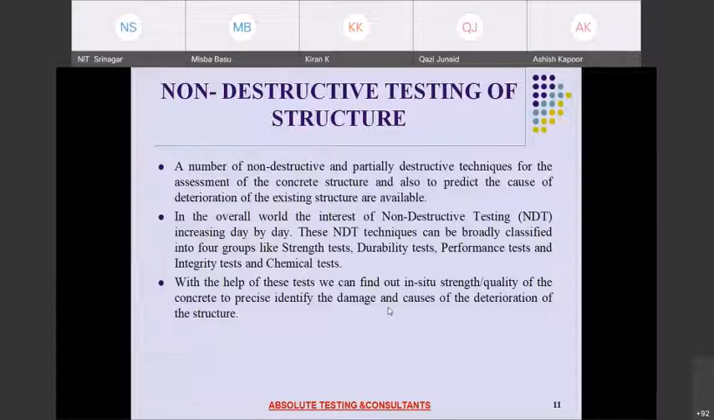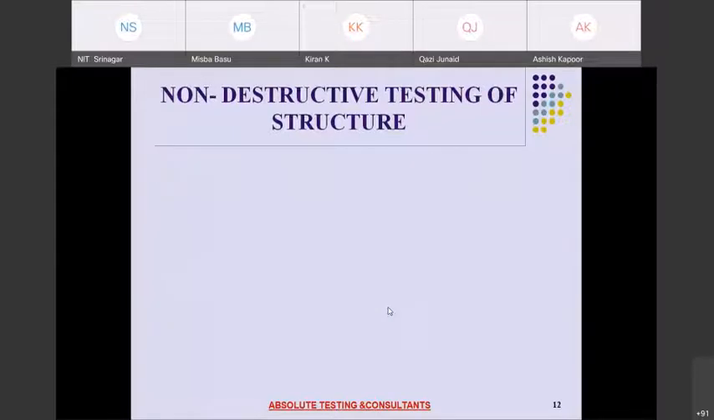Performance test means how your structure is performing in such conditions. Is there any deflection, or any strain over your structure, or some identical cracks or spalling, that is, what is the current performance of the structure. Then the chemical test, where we will collect some samples and do some chemical tests over the sample. So with the help of these tests, we can find out the in situ strength, the quality of the concrete, to precisely identify the damage and the cause of the deterioration of the structure.